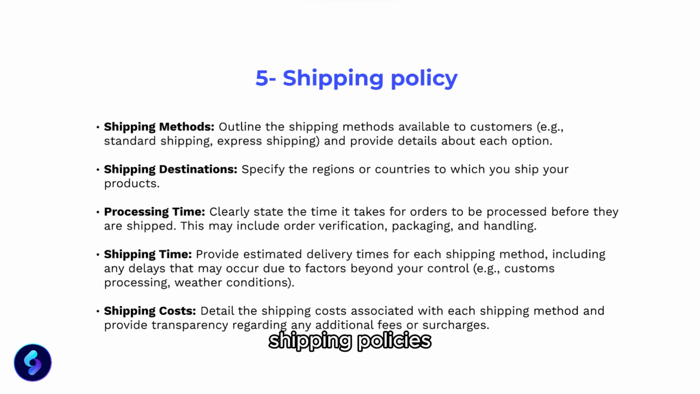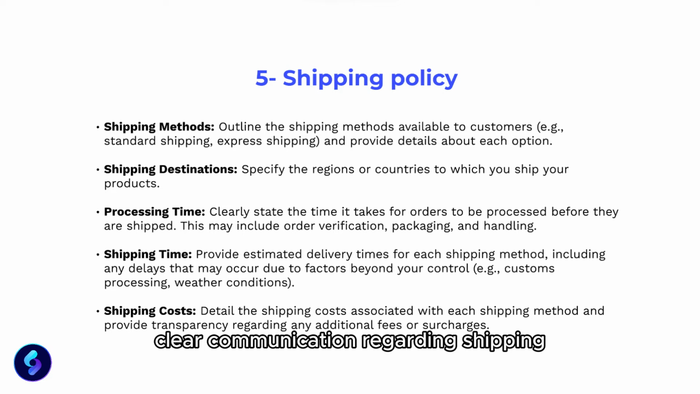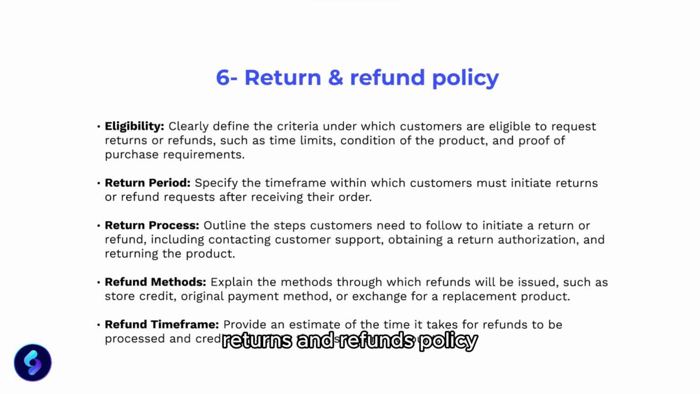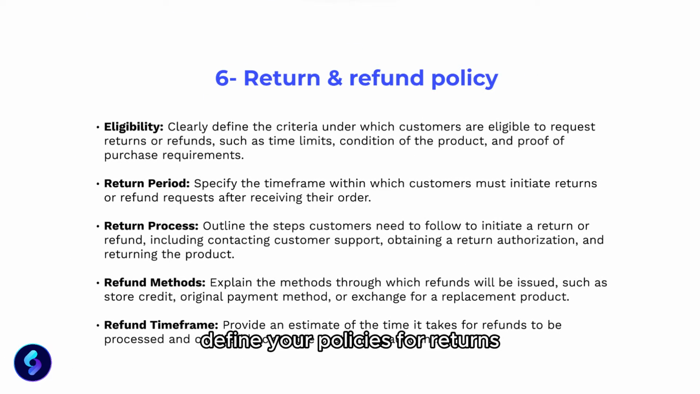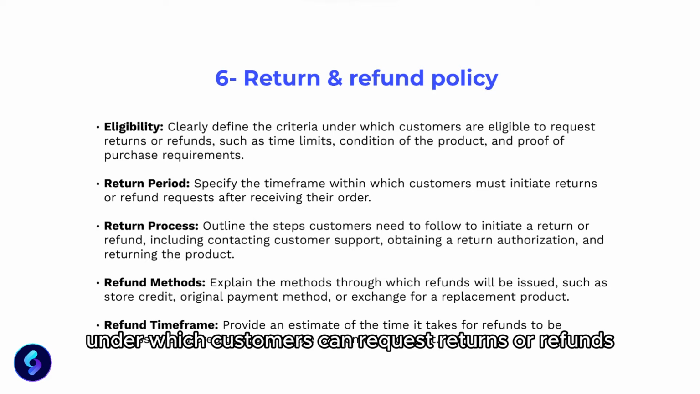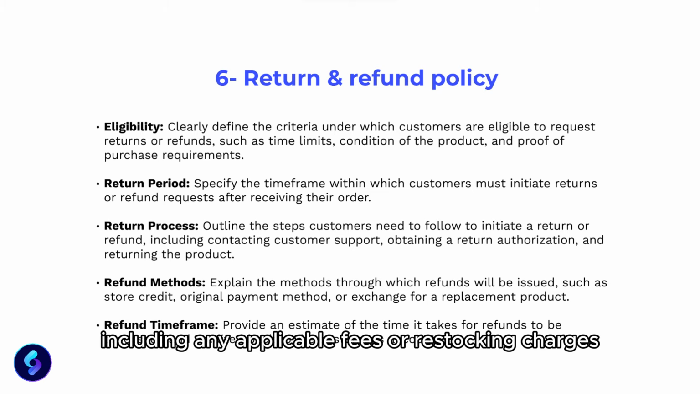Shipping policies. If you're selling physical products, outline your shipping policies, including delivery times, shipping costs, and any restrictions or limitations. Clear communication regarding shipping ensures a smooth customer experience and minimizes disputes. Returns and refunds policy. Define your policies for returns, exchanges, and refunds. Be transparent about the conditions under which customers can request returns or refunds, including any applicable fees or restocking charges.